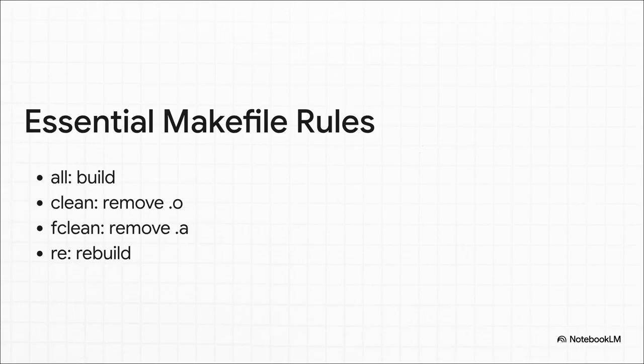But then you have the fclean rule, or full clean. Think of this as your nuclear option. It runs clean, but it also forcefully deletes the final libft.a binary itself. Finally, there's re, which stands for rebuild. It runs fclean to wipe the slate entirely clean, and then immediately runs all to build everything fresh.